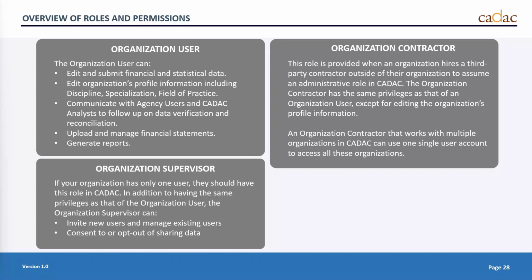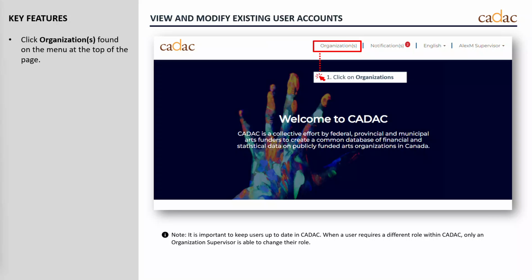And so what that means is a supervisor is able to add users to an account, but they are also able to delete users from an account, which is something a user cannot do. And as a note, if you are the only person in your organization that works in CADAC, just make sure you are the supervisor. If you have a team, it will be up to you to decide who is the supervisor in that team. But again, if you are the only person working in CADAC, make sure you are the supervisor. So now we can look at how to view and modify existing user accounts.